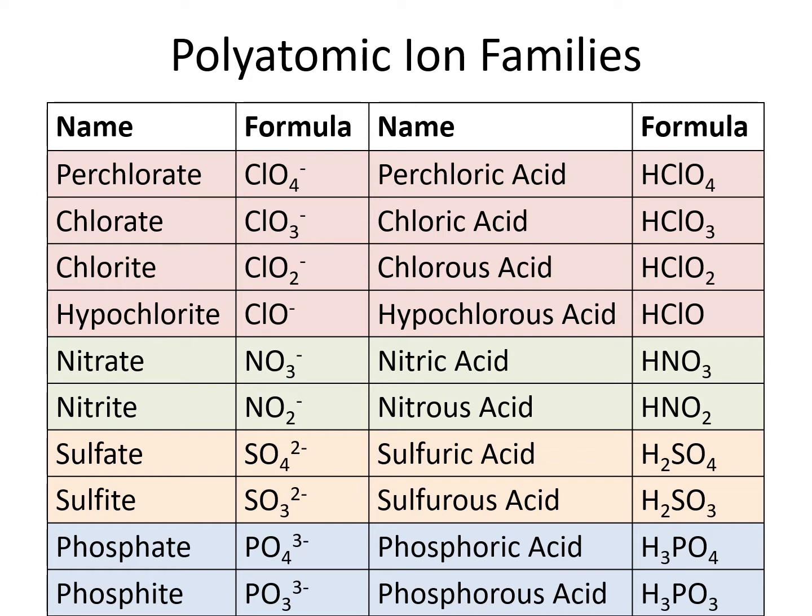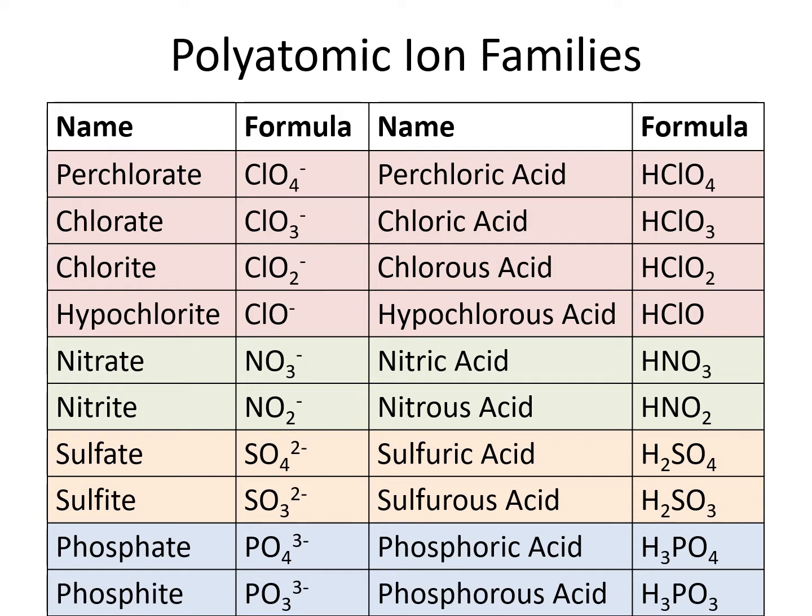The oxyanions all end in either ate or ite. The one ending in ite has one fewer oxygen than the one ending in ate. There is not one set number of oxygens for ate or ite. It will depend on the family. For example, chlorate and nitrate have 3 oxygens, but sulfate and phosphate have 4 oxygens.